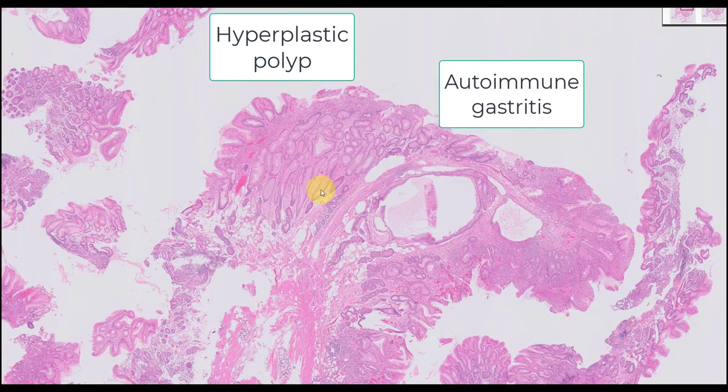The immunostains for gastrin, chromogranin, and synaptophysin bore me out, but you do not need any of those immunostains. You could make this diagnosis on an H&E.